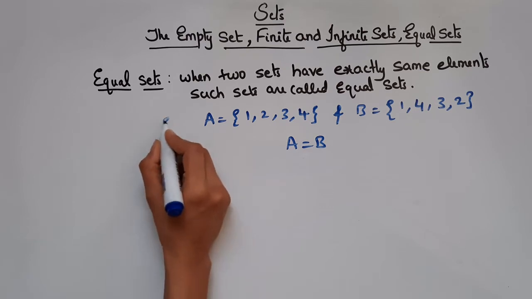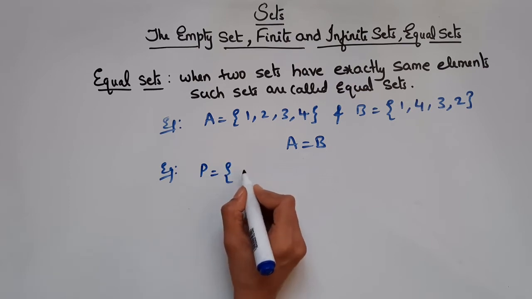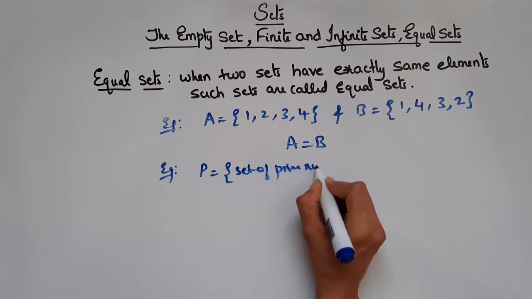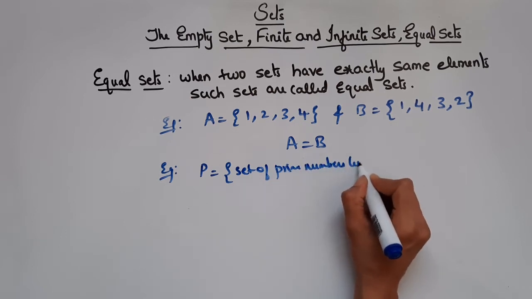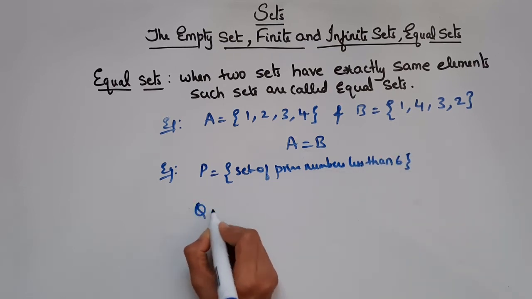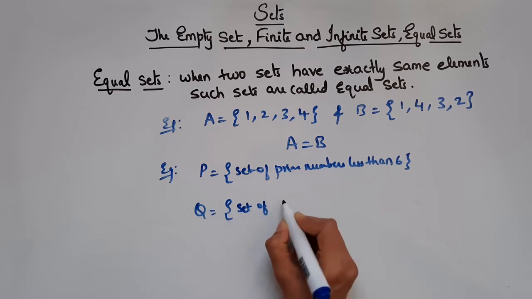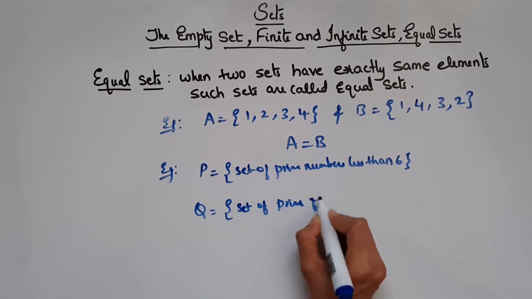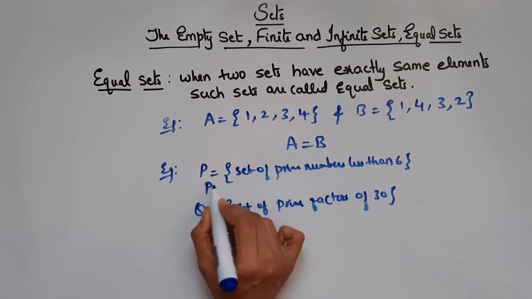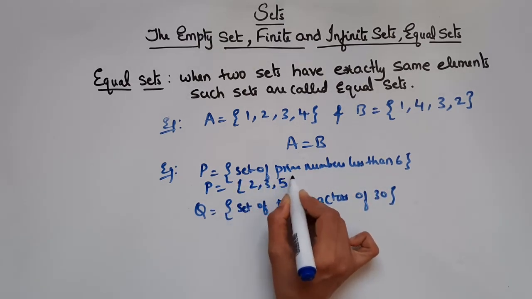Now let me give another example. Let's take the set P, set of prime numbers less than 6. And we have another set, let's take Q, set of prime factors of 30. So in this case we know the set of prime numbers less than 6, we know the prime numbers. So we have 2, 3, 5, right?